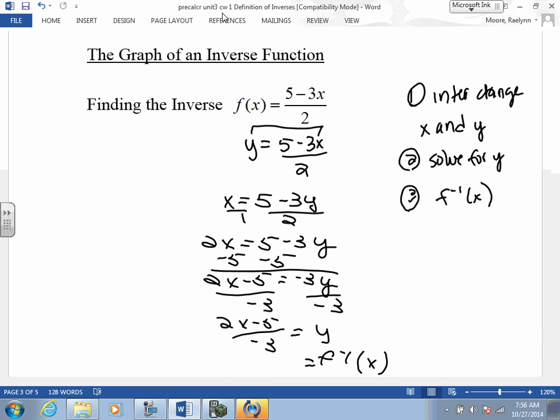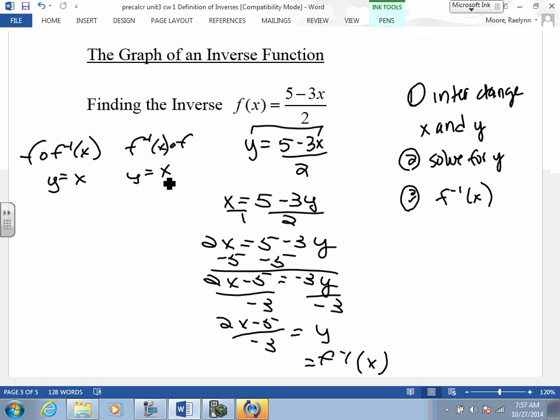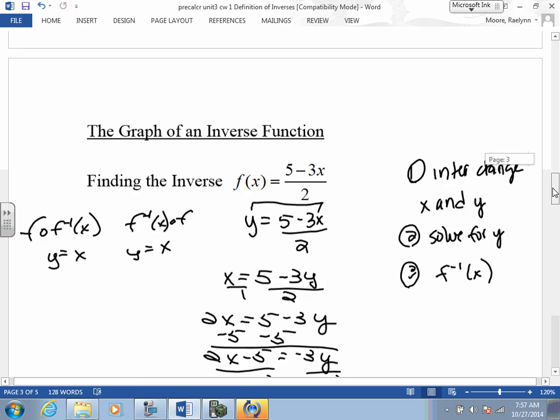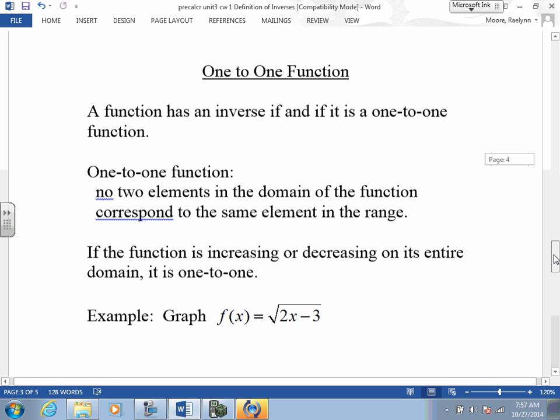If we do f of f to the -1, and we do f to the -1 of f, what should they both come out equal to? To x. They both should say y equals x when we're done. Because they're inverses. We found the inverse for them. So that should work. And then just replace it with your f to the -1. Remember to do that.